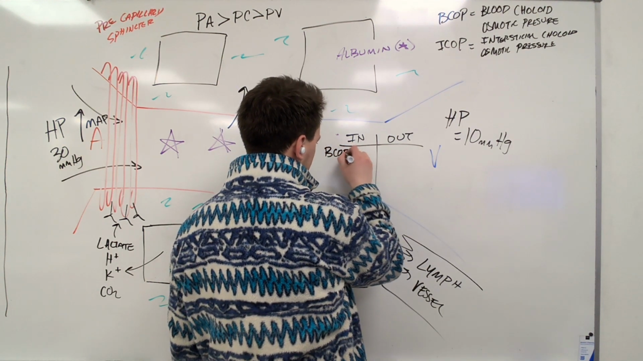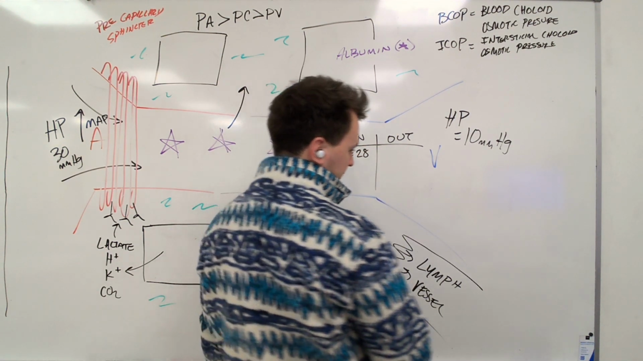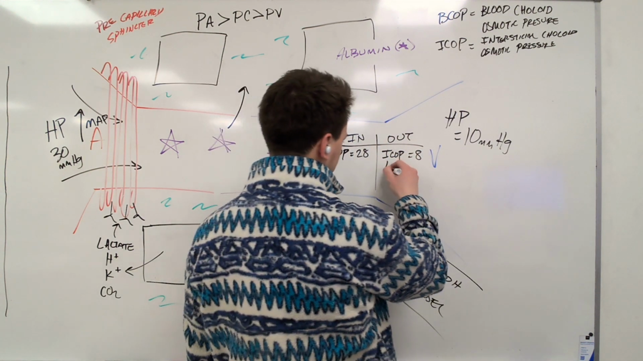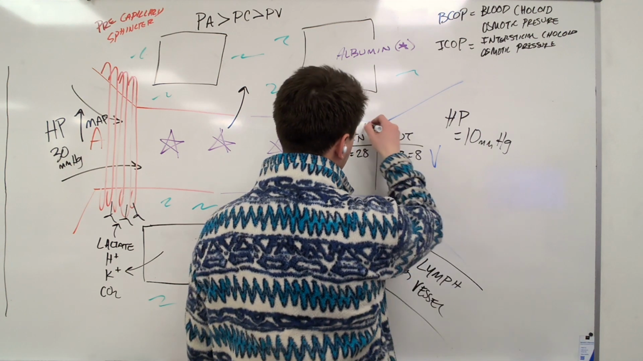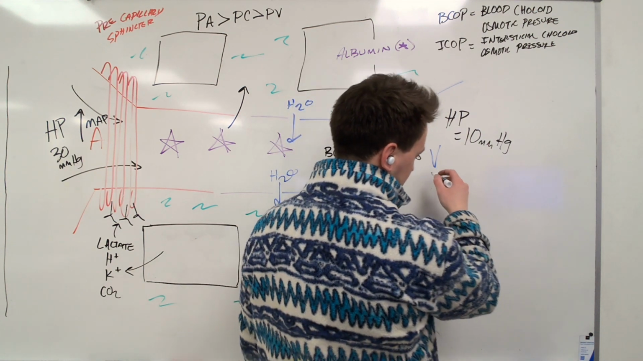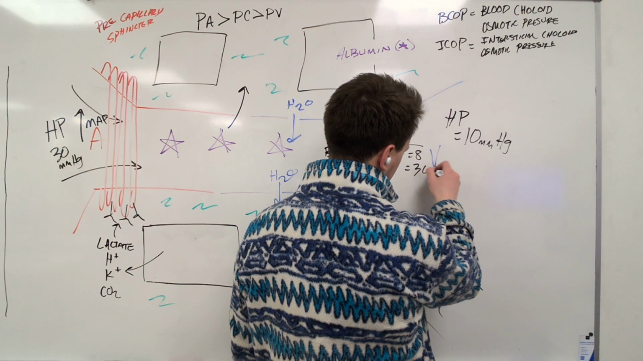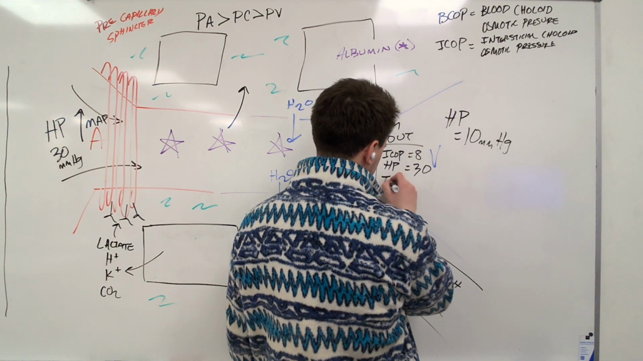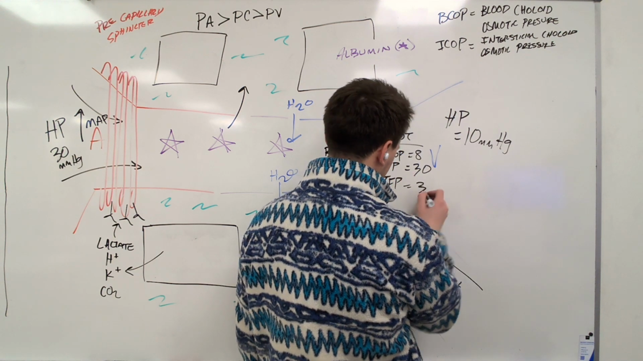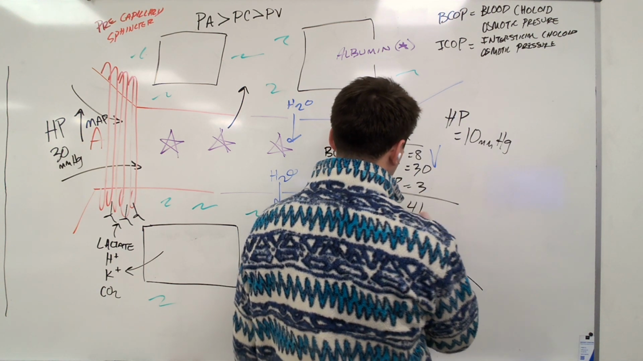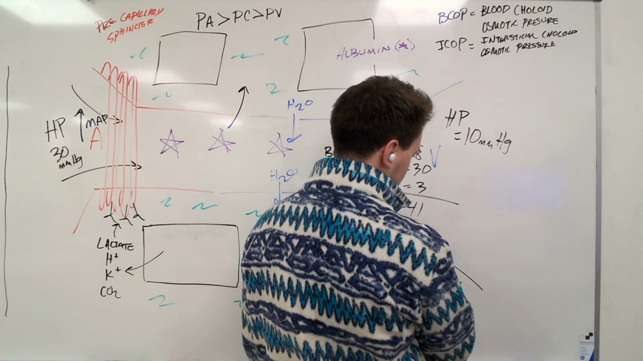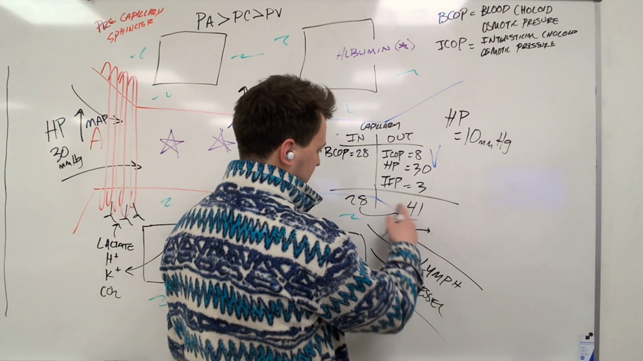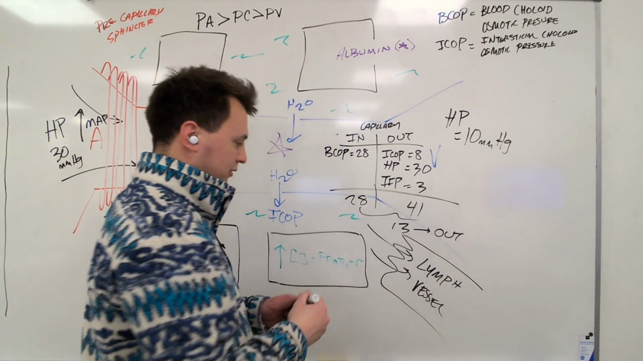So BCOP in a normal person is 28, and ICOP normally is 8. And then we have hydrostatic pressure right here, and this is just the capillary. We have hydrostatic pressure, and that's 30, and the interstitial hydrostatic pressure equals 3. So we could have this equals 41, this equals 28. The difference between 41 and 28 is 13. But it's favoring this side. This side's bigger, so it's out. So we have 13 millimeters of mercury coming out.